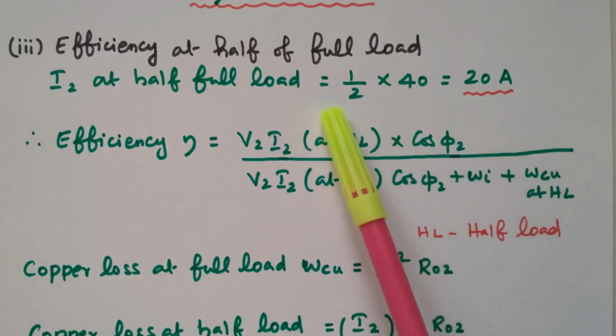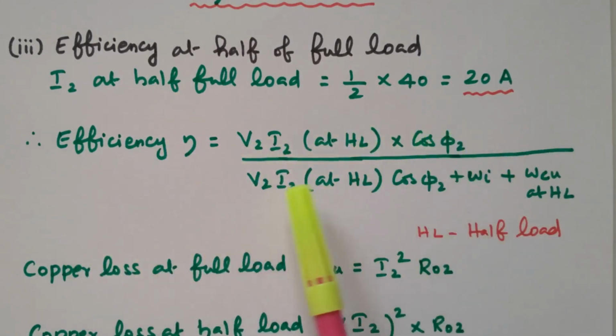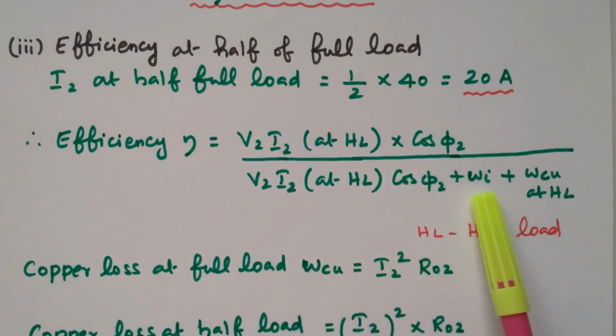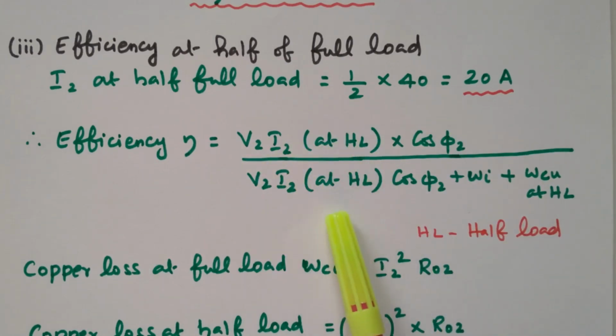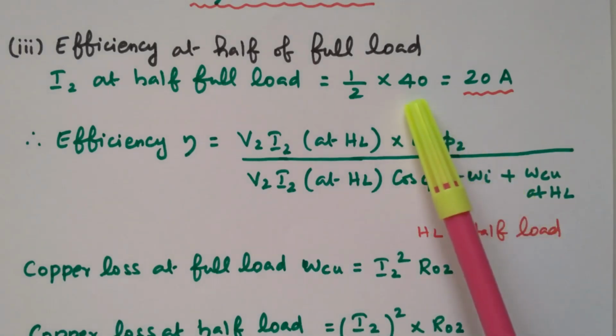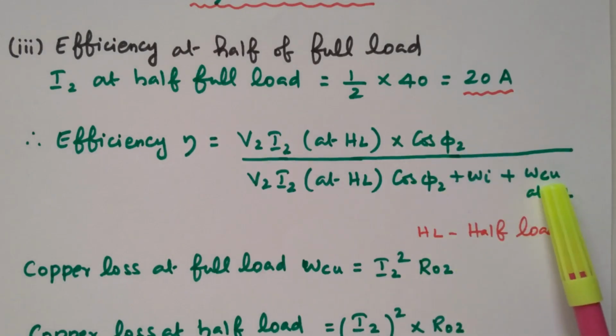So with this current value, we can find the efficiency. This is nothing but output divided by output plus iron loss and copper loss. HL refers to the half load, the copper loss at half load. We need to find the half load current, because full load means 40 ampere, so automatically at half load the current becomes 20 ampere. Similarly, we need to find the copper loss also.